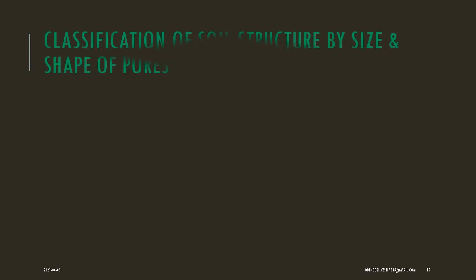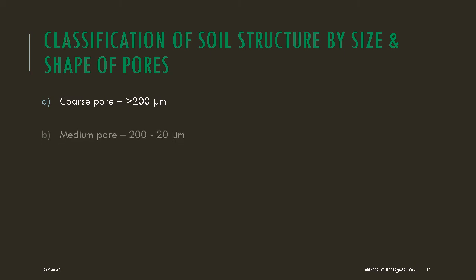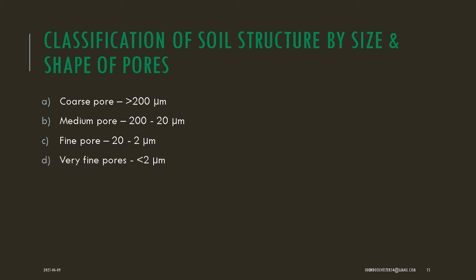Then we also want to talk about the classification on the basis of shape of pores and size. So we have coarse pores, those structured soils with more than 200 micrometer pore size. Medium pores are between 200 and 20 micrometer pore size. Fine pores are 20 to 2 micrometer pore size. And lastly, we have very fine pores, less than 2 micrometer.